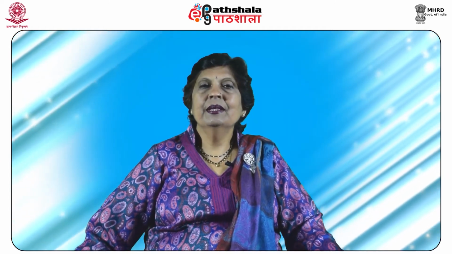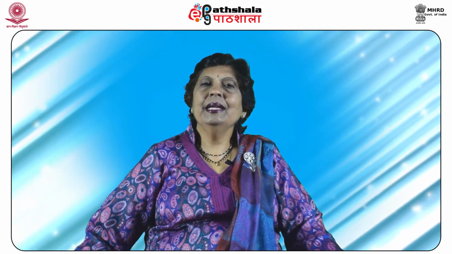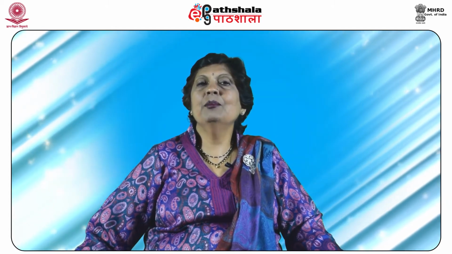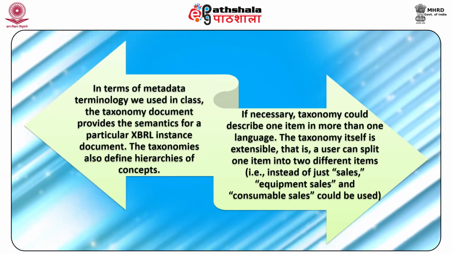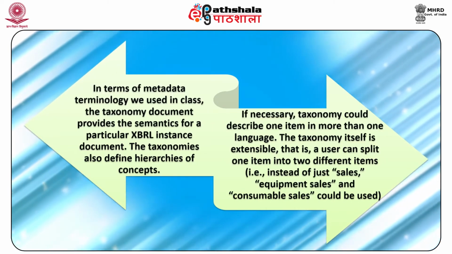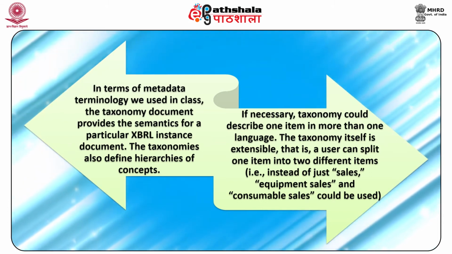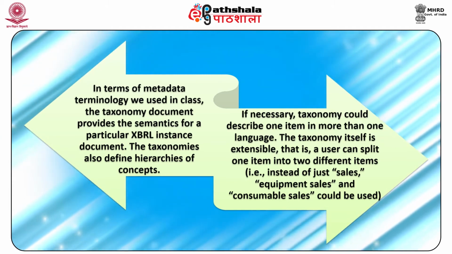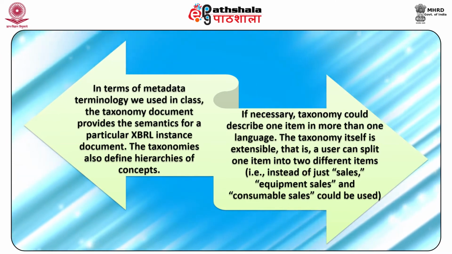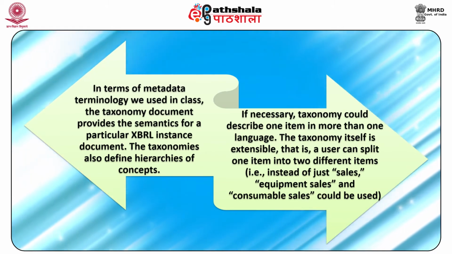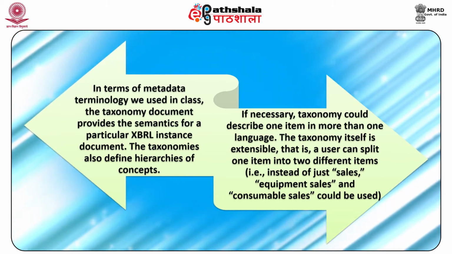So before we look at the elements, we have to understand the basic structure of XBRL. XBRL consists of instance documents. This is the actual XBRL marked up documents. Taxonomies are basically a document of concept definitions, or a dictionary. In terms of the metadata terminology we used in the class, the taxonomy document provides the semantics for a particular XBRL instance document. The taxonomies also define hierarchies of the concepts. If necessary, a taxonomy could describe one item in more than one language. The taxonomy itself is extensible, that is, a user can split one item into two different items. For example, instead of just sales, equipment sales and consumable sales could be used.